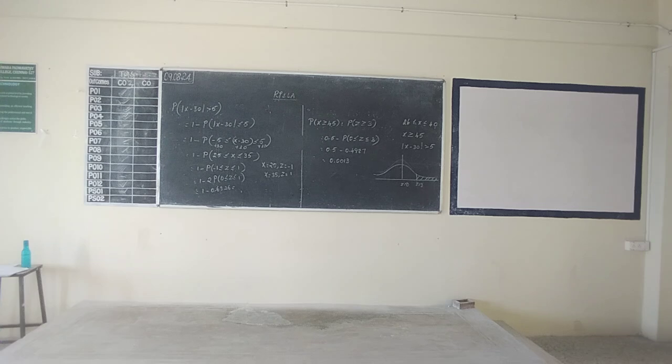Yes, you draw the normal curve and complete it. When you mark z equal to minus 1, it is on the left side. Z equal to 1 will be on the right side. The area will be the shaded region in between.